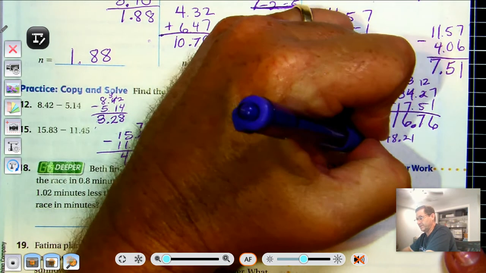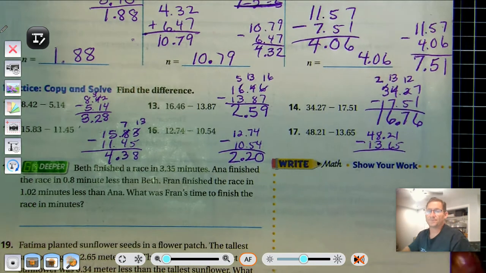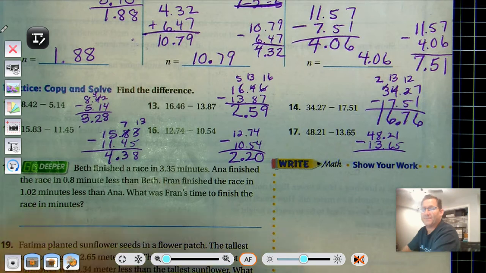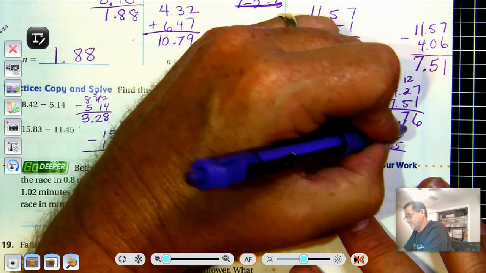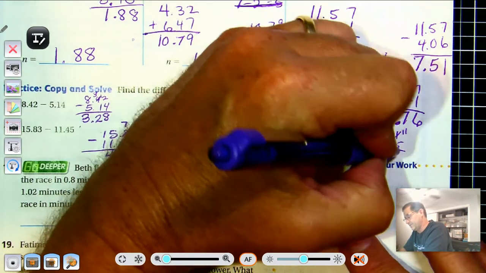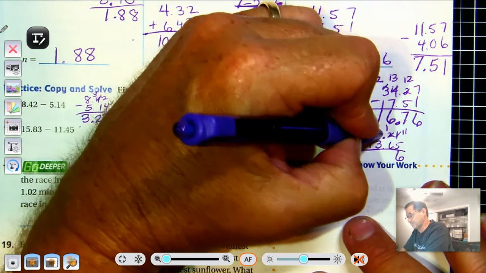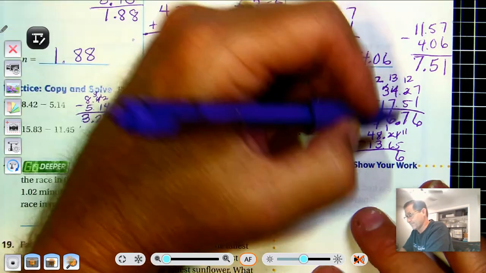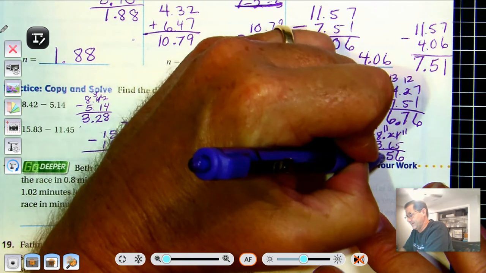48 and 21 hundredths minus 13 and 65 hundredths. You can't take 5 hundredths from 1 hundredth, so regroup from the tenths. 11 hundredths take away 5 hundredths is 6 hundredths. I can't take 6 tenths from 1 tenth. Regroup from the ones. So 11 tenths take away 6 tenths is 5 tenths.